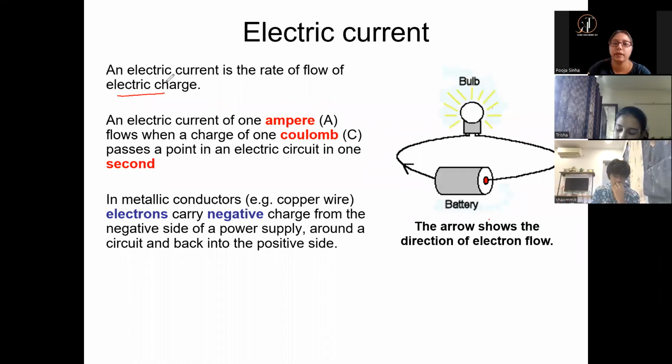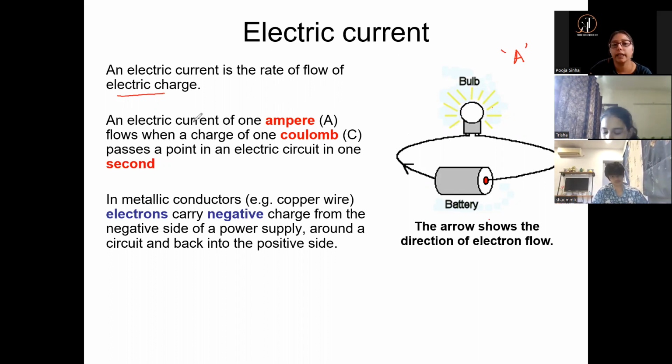Rate of electric current is rate of flow of electric charge. How do we measure that electric current? Amperes. It's measured in amperes. So ampere is the unit and it is written as A.